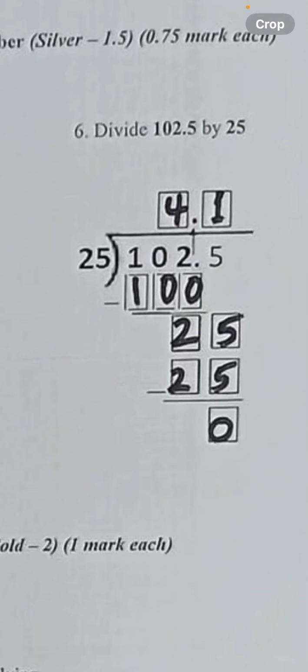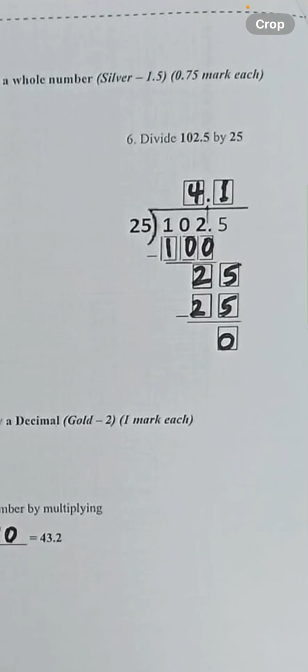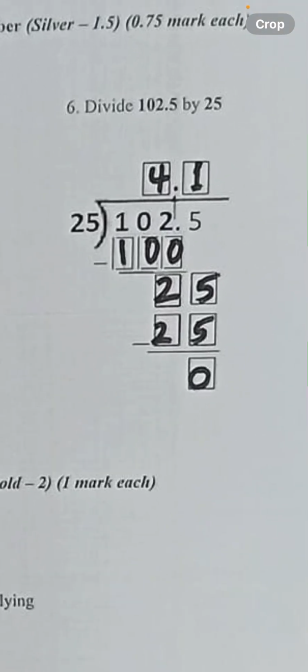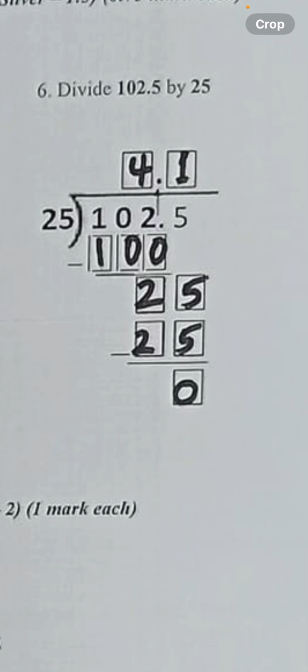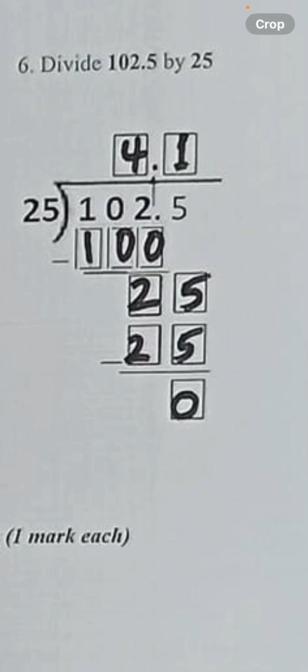Now in the second example, and now I'm discussing question number 6. I will discuss with you some examples. Here, 102.5 divide 25. So in this case we are dividing by a 2-digit divisor. As you can see, the dividend has a point. So with the first step we put the point up and we divide normally as if there is no point.